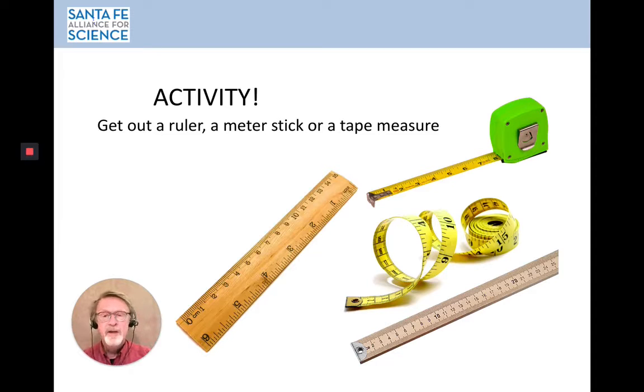Now let's do an activity. Let's get out a ruler, a meter stick, a tape measure or something, and we'll go measure ratios of things we can find around the house.